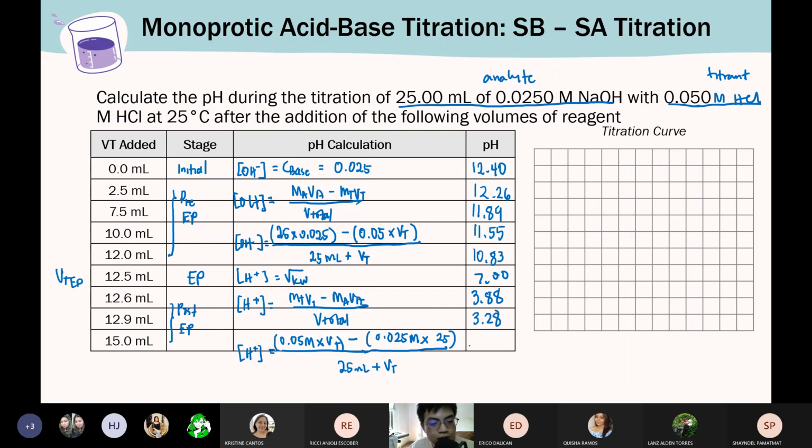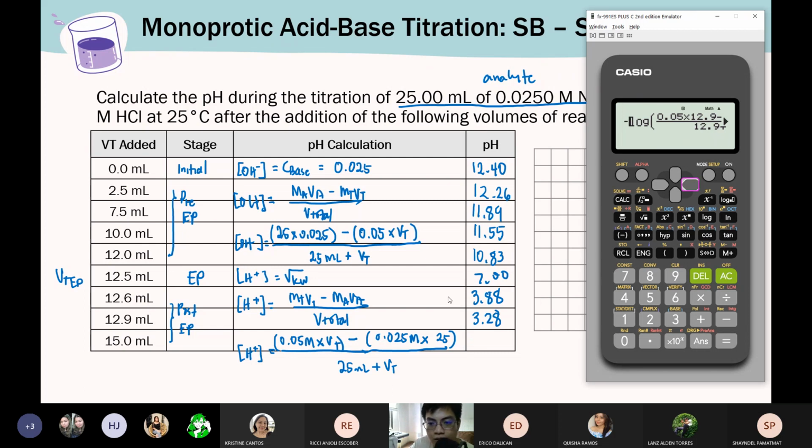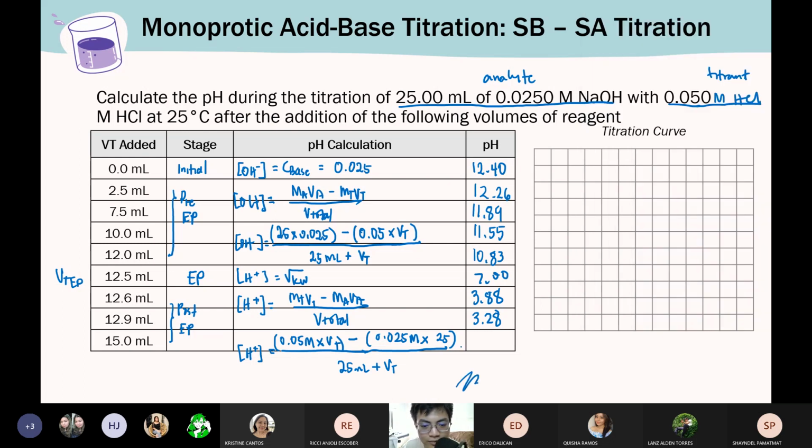And then lastly, at 15 ml, I have 2.51. Okay. Still the same answer with others. Okay. So yan, very good. Ang galing. Gets agad na. So good. Good work. Asan yung mouse ko? Nawala yung, ito pala.